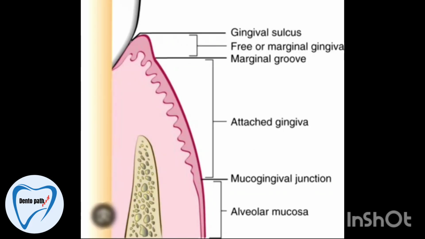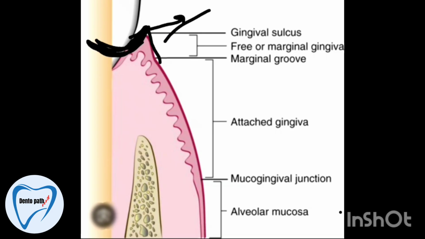Marginal gingiva is also known as unattached or free gingiva. This is the marginal gingiva. Here we can see the unattached portion, therefore it is also known as unattached or free gingiva. The terminal edge or border of gingiva surrounds the crown in a collar-like fashion. It is like this.